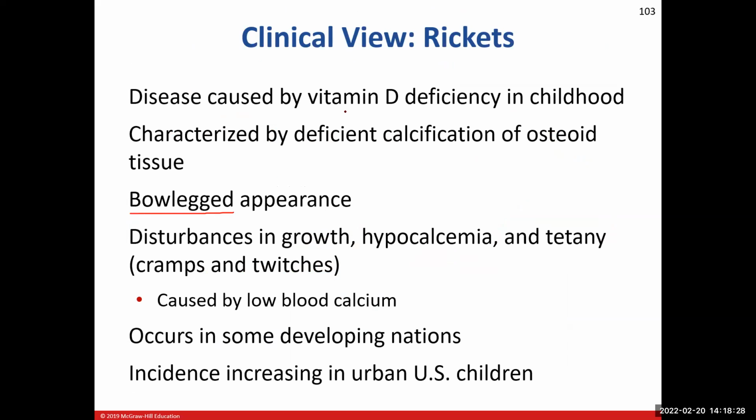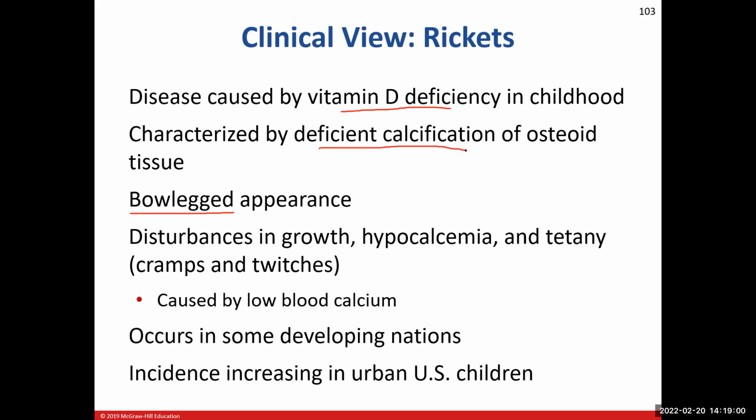But what is rickets? Rickets is when you are deficient in vitamin D. If you are deficient in vitamin D, then you're going to have less calcium available, which means our calcification process is going to be deficient, which means that the osteoid tissue being produced by the osteoblasts is not going to have that rigidity. The reason why these folks have a bow-legged appearance is because those bones are weight-bearing bones, and if they're not as rigid, they'll bend.